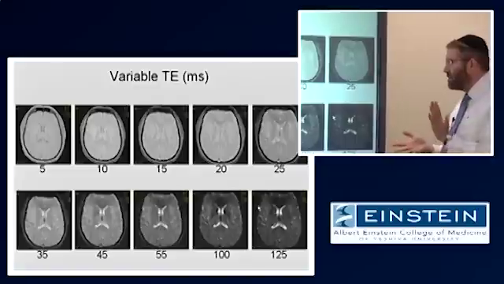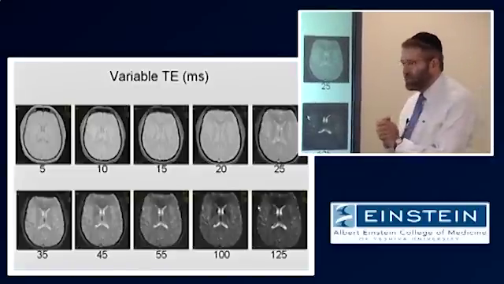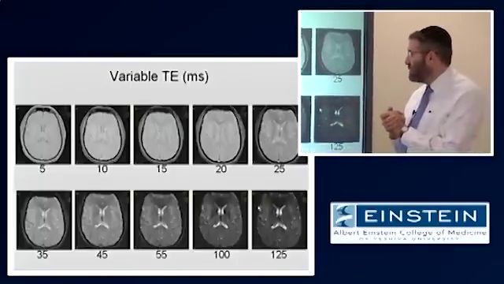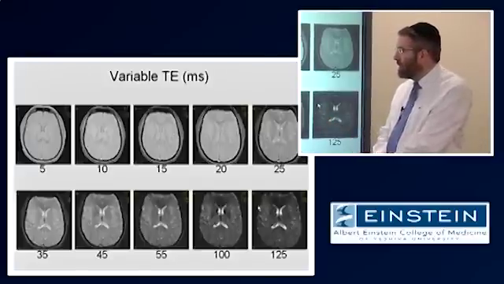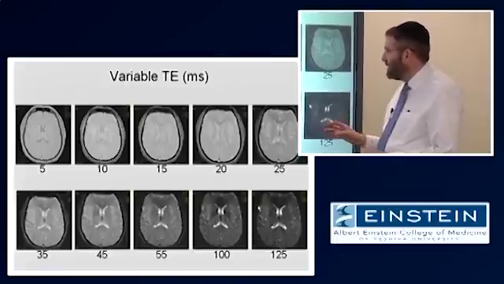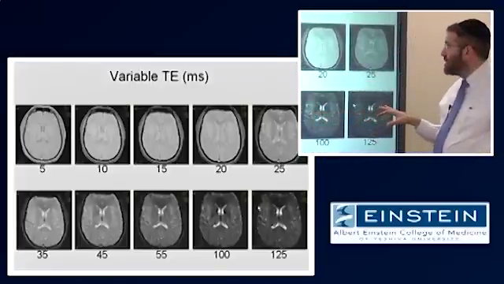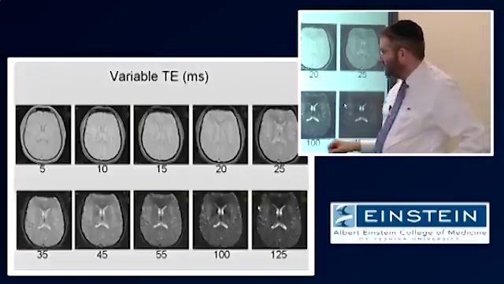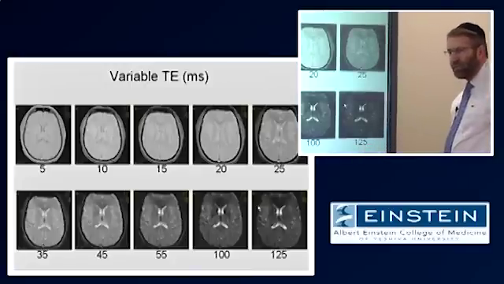So this is a series of images where a kind person laid in the magnet and allowed us to image them repeatedly over a pretty long period of time. And we did a whole bunch of different things. But in this example, what we've done is acquire the exact same image, changing nothing except the TE. And the echo time, measured in milliseconds, ranges here from 5 to 125 milliseconds.